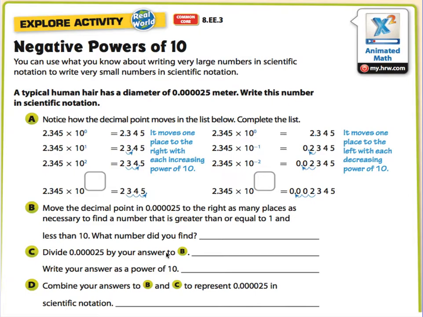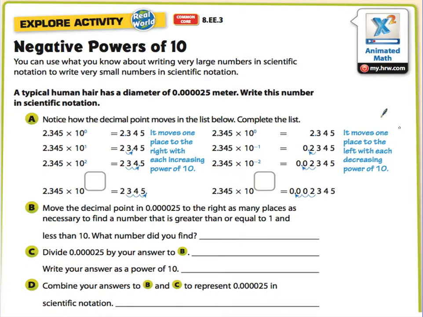Now, we know that when we have positive powers, as shown in our table here, that tells us how many spaces to move the decimal to the right because our number is going to get larger. In this case, though, we want our number to get smaller. So if we look at the number that we're working with, now this is where it gets confusing.